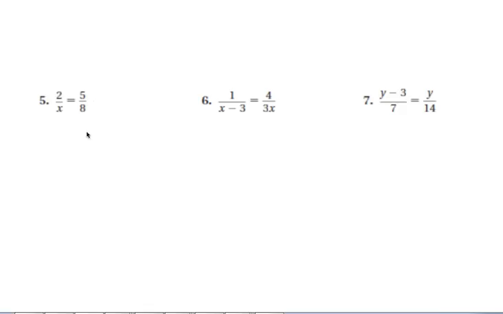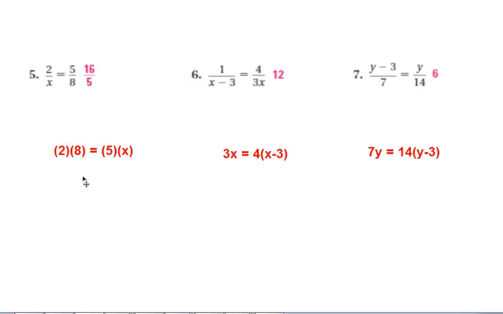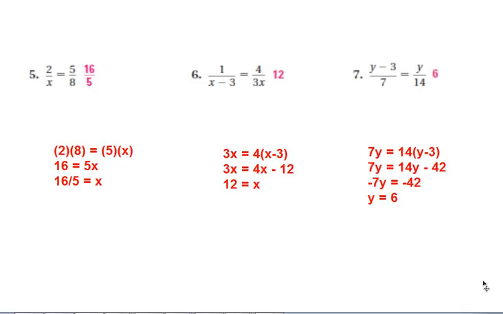Alright, let's see how you did. This first problem, you get an answer of 16 over 5. Number 6, you get an answer of 12. And number 7, you get an answer of 6. So let's take a look why. In this first problem, the cross multiplying is 2 times 8, and in this one, 5 times x. You set them equal to each other, and then you just make it a fraction: 16 over 5 when you divide by 5, and that is in simplest terms.